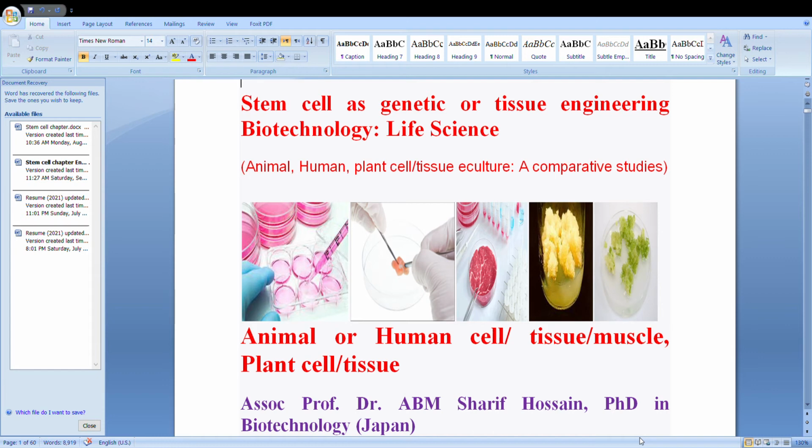As for example, medicinal plant cell, human cell, animal cell, means stem cells can be used for different purposes, like organ replacement or transplantation. Plant stem cells can be used for biomedicine productions. Animal stem cells can be used for different testing prior to application to the human.